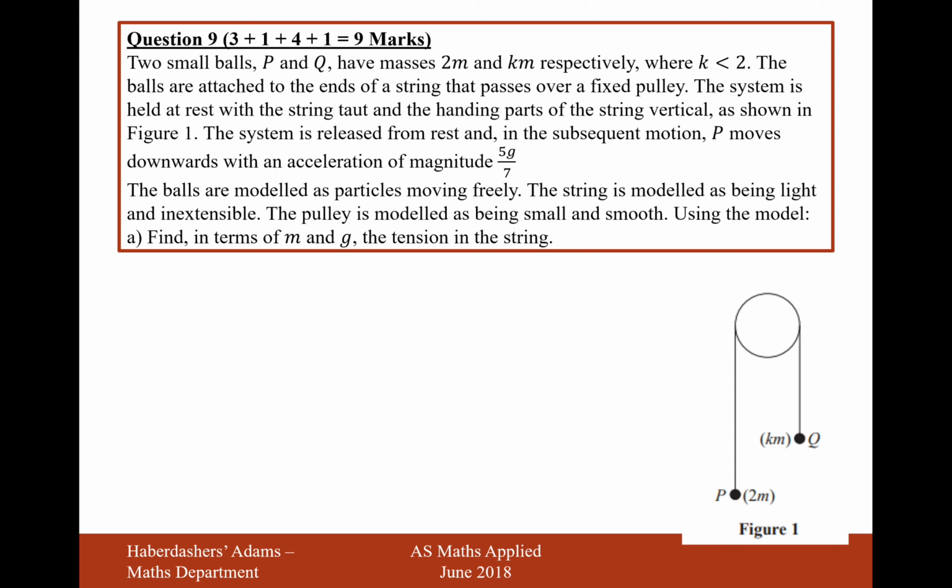Two small balls, P and Q, have masses 2m and km respectively, where k is less than 2. The balls are attached to the ends of strings that pass over a fixed pulley. The system is held at rest with the string taut and the hanging parts of the string vertical, as shown in figure 1. The system is released from rest and, in the subsequent motion, P moves downwards with an acceleration of magnitude 5g/7.